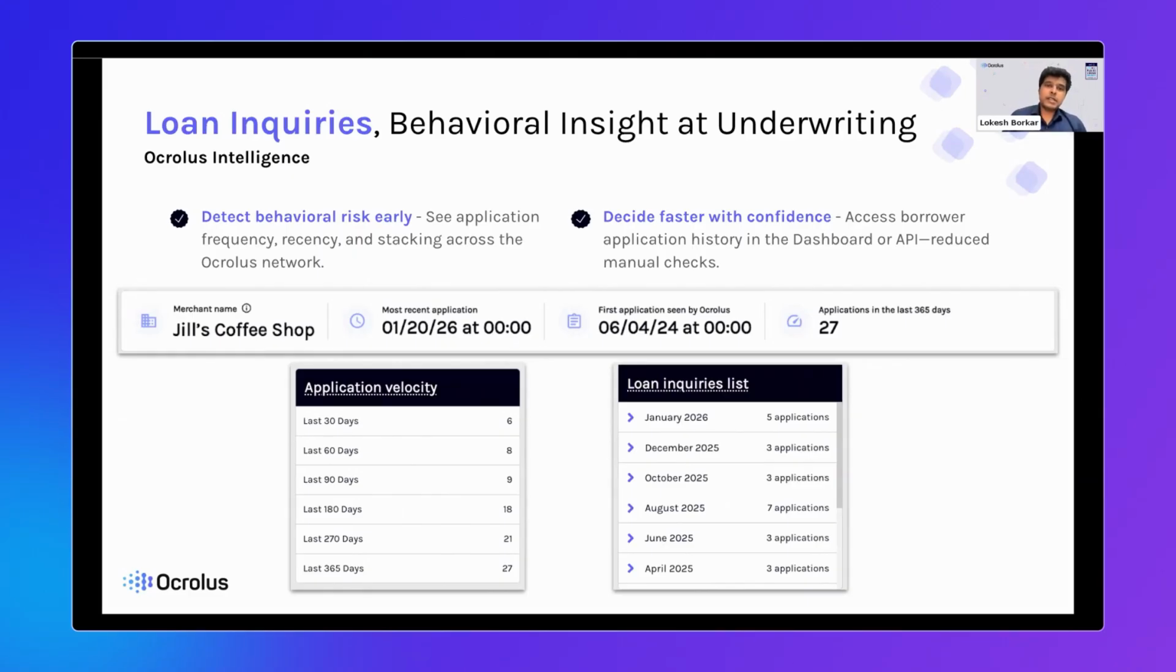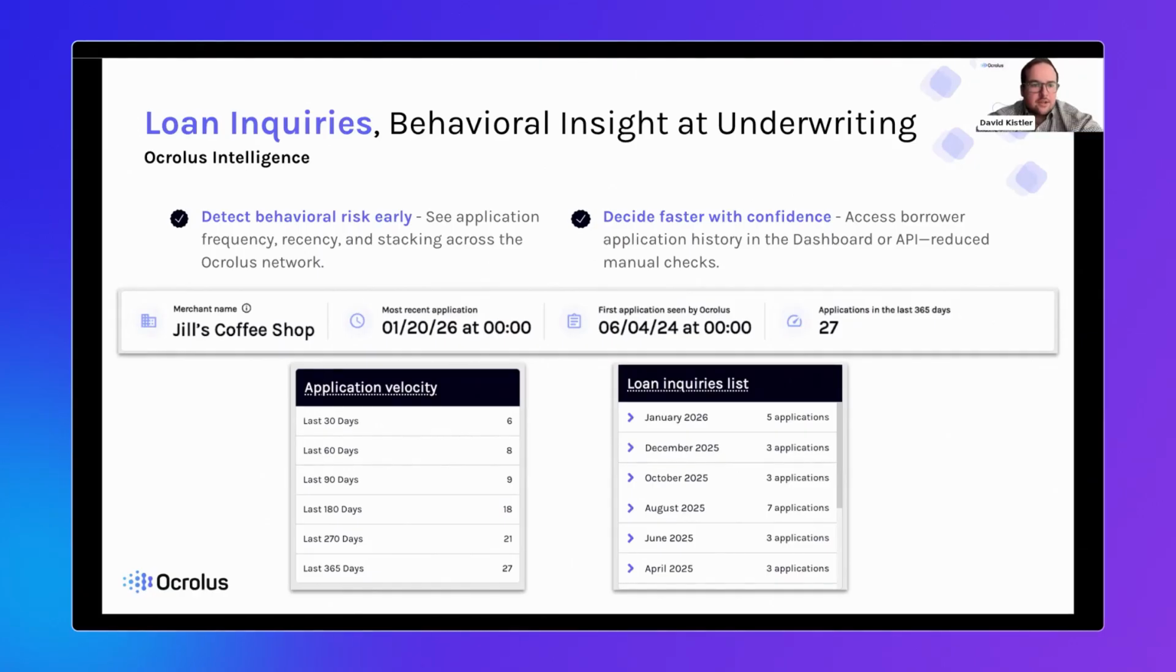That means teams can detect behavior risk earlier and make faster decisions with more confidence without adding an extra step to their workflow. And because it's integrated alongside cash flow analytics in our dashboard, it fits naturally into the way underwriters already review an application right now.